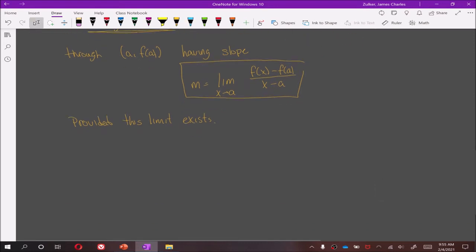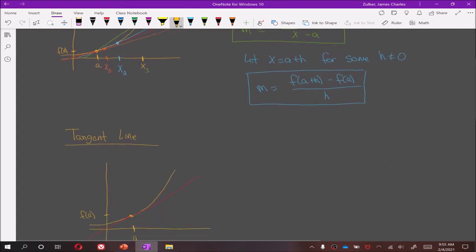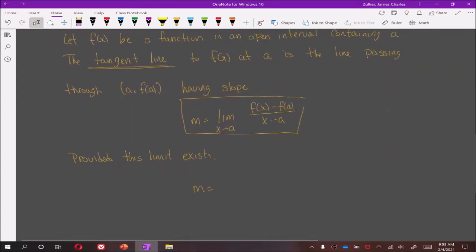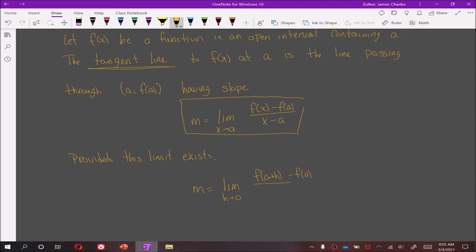Alternatively, we could also use the slope here. So take now this one here instead. Then h would go to 0, right? Because our increment change in A is approaching 0. So the slope would then be the limit as h goes to 0, f of A plus h minus f of A all over h. So either of these two slope equations works.